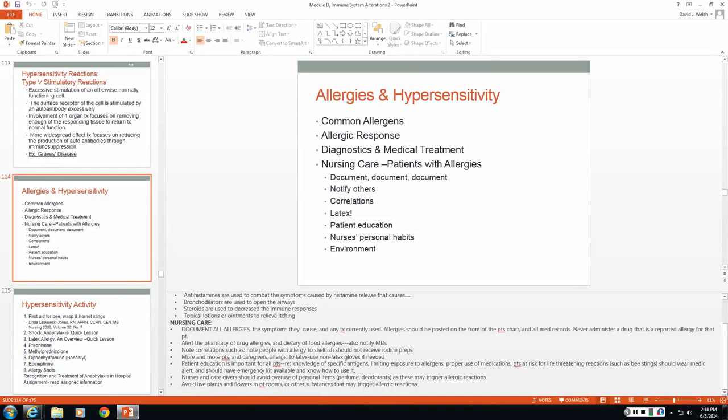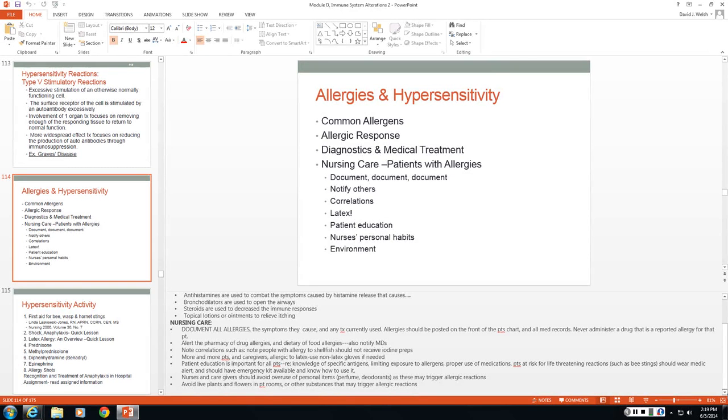Now, like I said, you want to document those allergies. You want to know the symptoms that they cause, and any kind of treatments that are being used to treat those allergies when they do have an allergic reaction. Allergies need to be posted on the front of the patient's chart and on all the medical records. Never administer a drug that is a reported allergy for that patient.